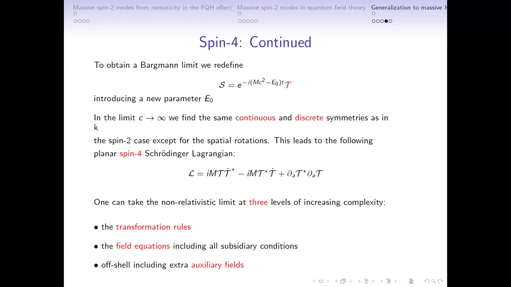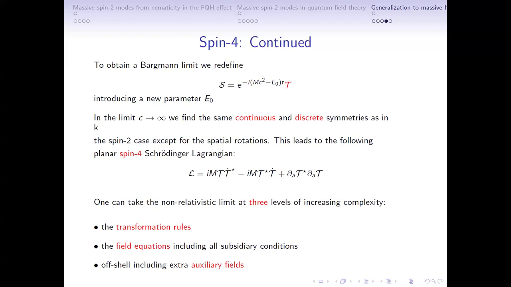That's really the same for the spin 2 case, and you get, at the end of the day, this plain spin 4 Schrödinger function. So the spin 4 only shows from the fact that T transforms differently under spatial rotation. And I must say, in this talk I only discuss this at the level of the transformation rules. That is sufficient, but in the paper we are writing, we also do it, well, you can do it at the level of the field equations, including all subsidiary conditions.